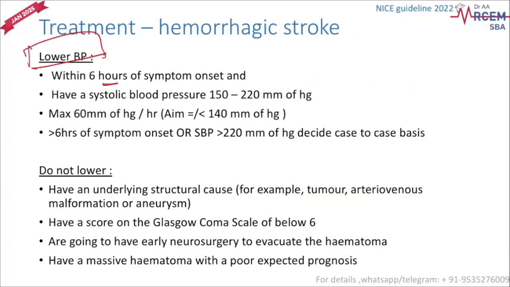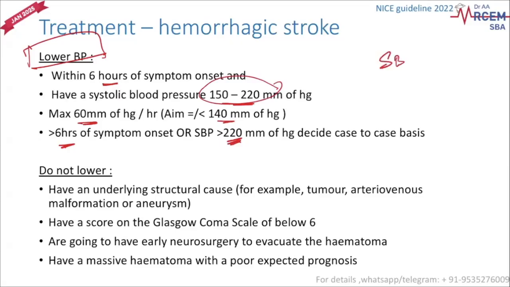If the patient has presented within 6 hours of the onset of the symptoms and the systolic blood pressure is in this range, then you give the drugs to reduce. Maximum you can reduce is 60 millimeters of mercury. Your target is to bring it down below 140 over time. If the presentation is after 6 hours and the systolic blood pressure is more than 220, then you will decide case by case at the bedside.